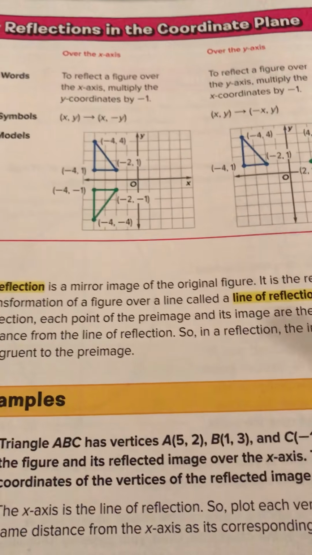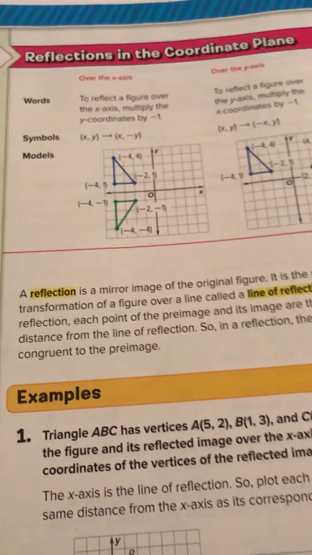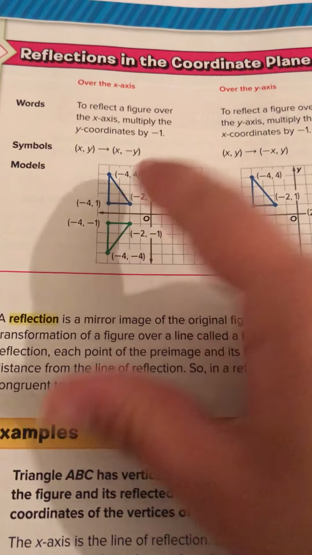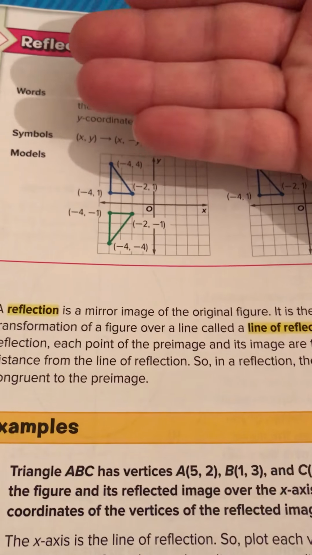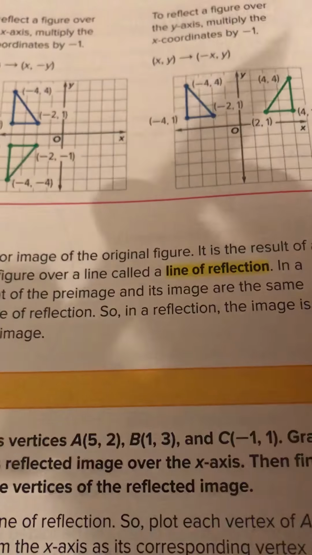Reflection is another type of transformation where there's a line that acts like a mirror. So for example, if my mirror is the x-axis, then my original will be here and it'll flip across that axis. Same thing with the y-axis. It'll flip and be reflected across this axis.